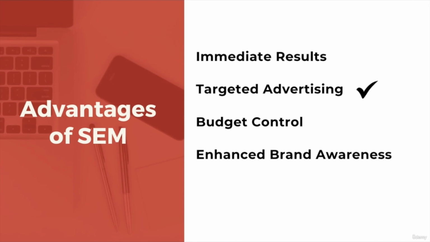Targeted advertising. SEM allows precise targeting based on keywords, demographics, location, and user behavior, ensuring that ads reach the most relevant audiences. Budget control. Advertisers can set daily or monthly budgets, allowing for flexibility and control over marketing spending. Enhanced brand awareness. Frequent appearances in search results contribute to increased brand visibility and recognition.